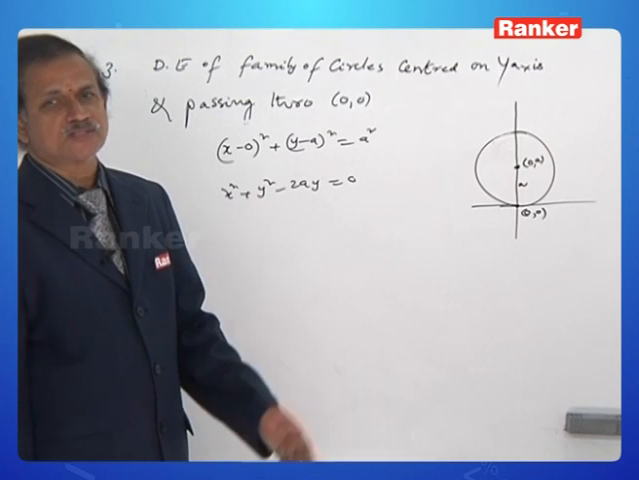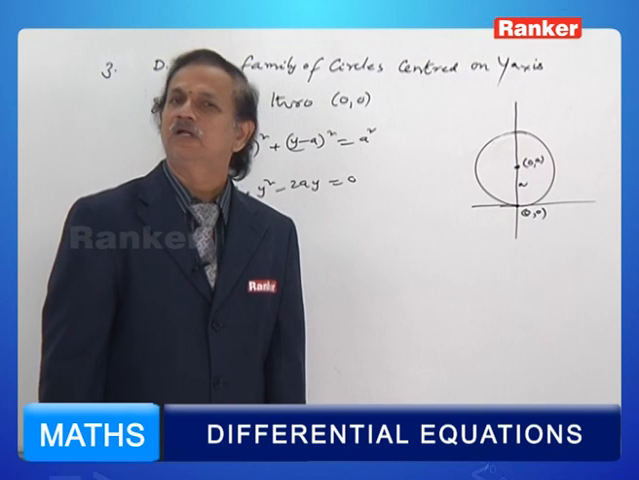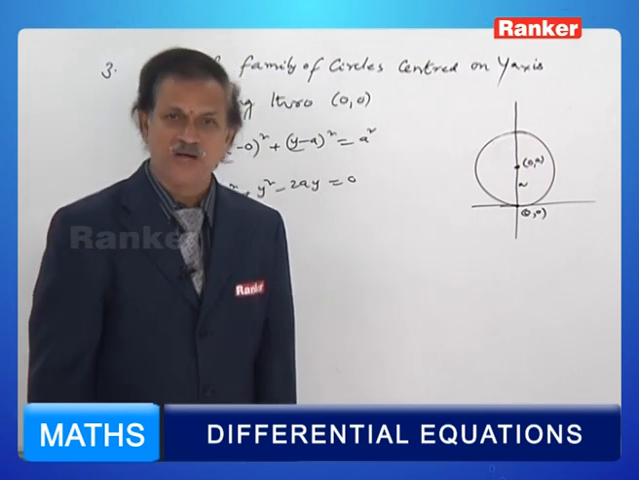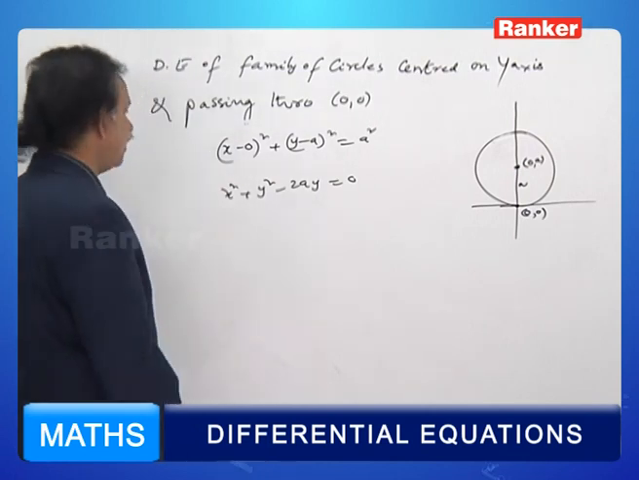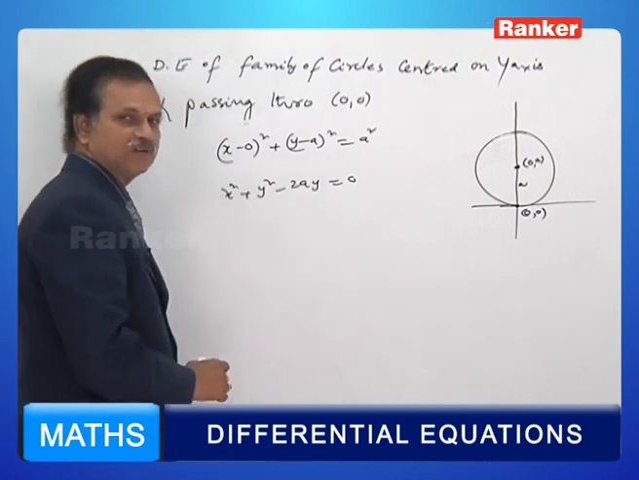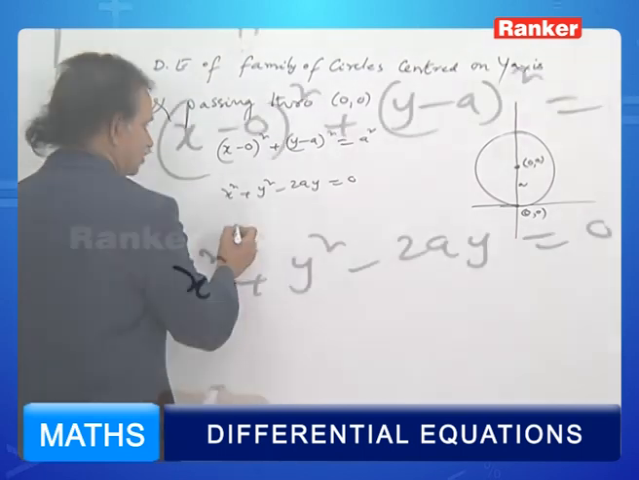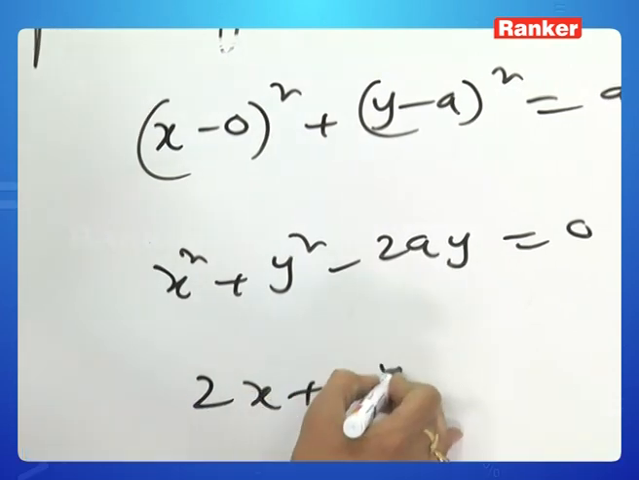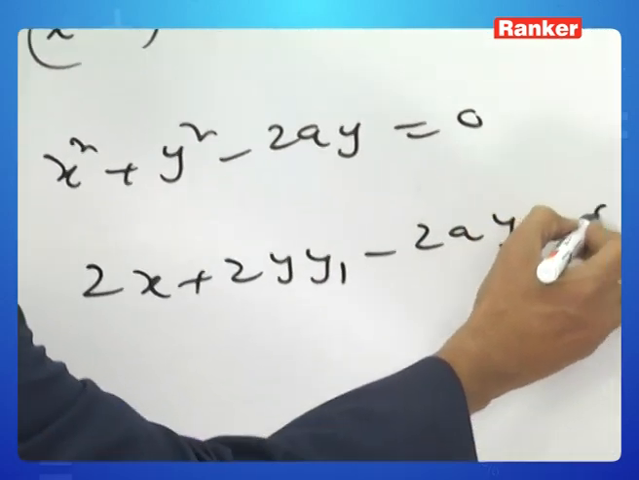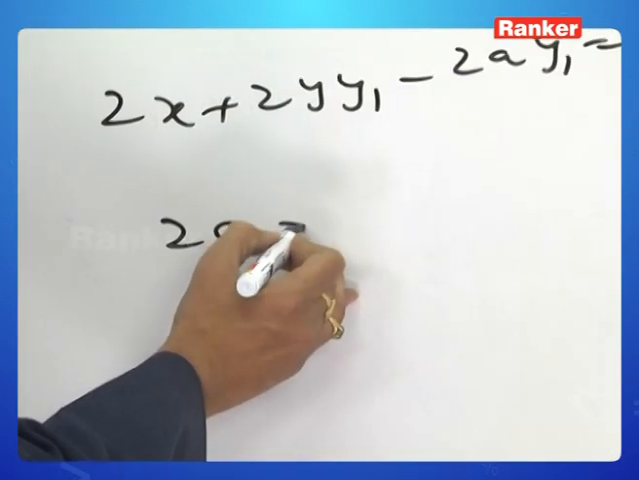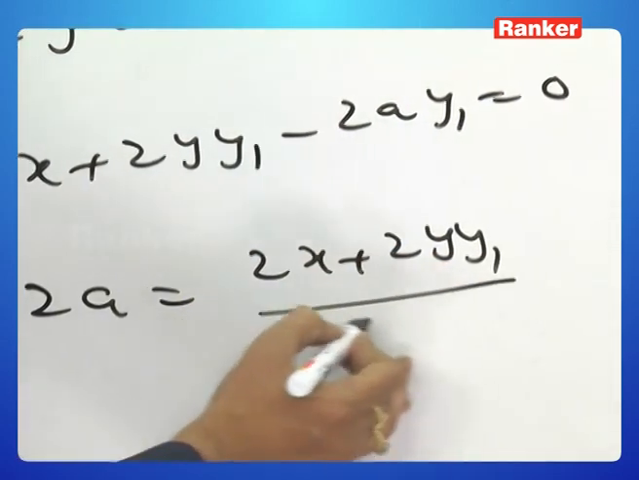Just like in the previous case, here also we have only one constant to be eliminated, no problem. It means that only once you may have to differentiate. x square plus y square minus 2ay is equal to 0 is the given system. Differentiate with respect to x on both sides. 2x plus 2yy1 minus 2ay1 is equal to 0. From this, 2a is equal to (2x plus 2yy1) by y1, isn't it?